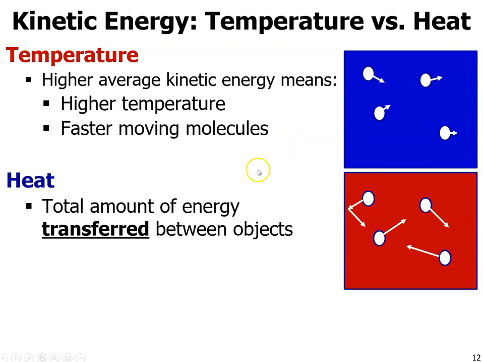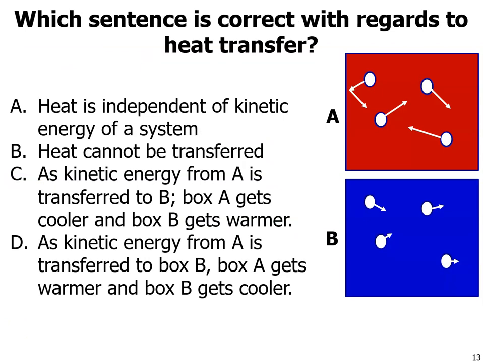Heat, however, is really talking about the amount of energy that was transferred between objects. So just like that train car, we can't know how much kinetic energy was there, but we can determine how much is transferred. And so heat is the total energy transfer, and it gives us some idea of what that temperature is. I want you to take a moment to read these different sentences and determine which one is correct with regards to heat transfer.